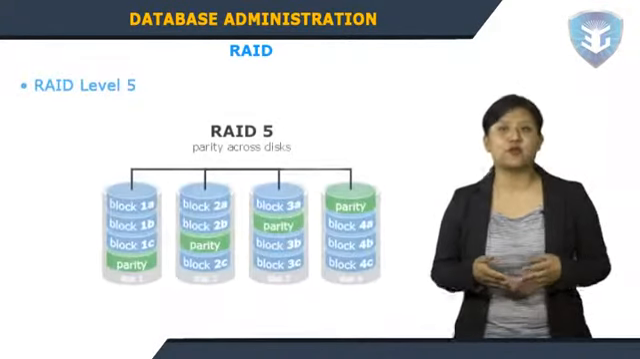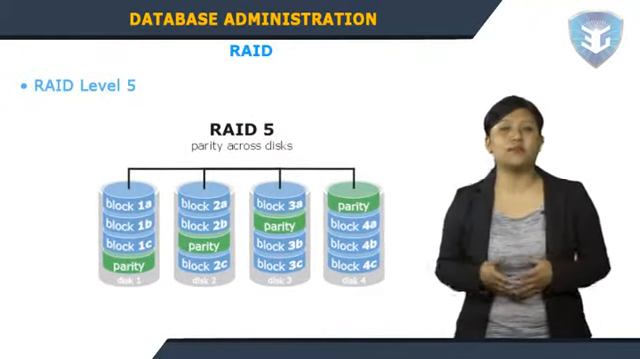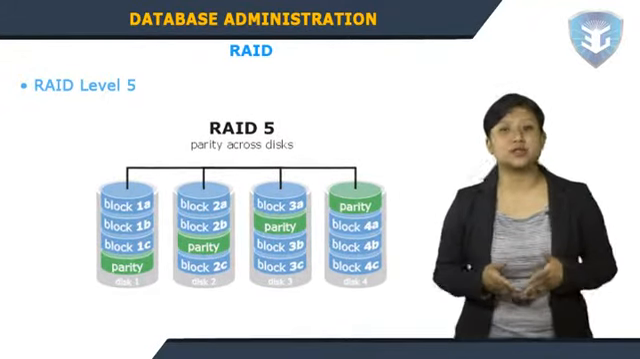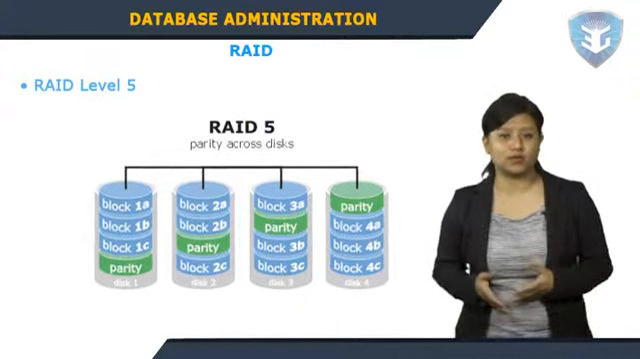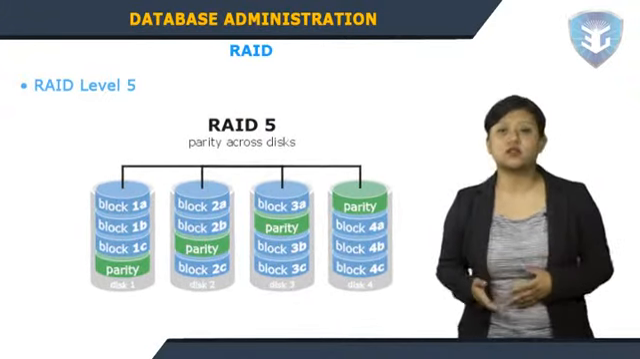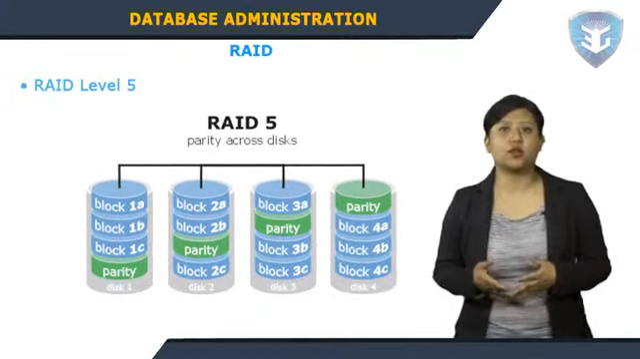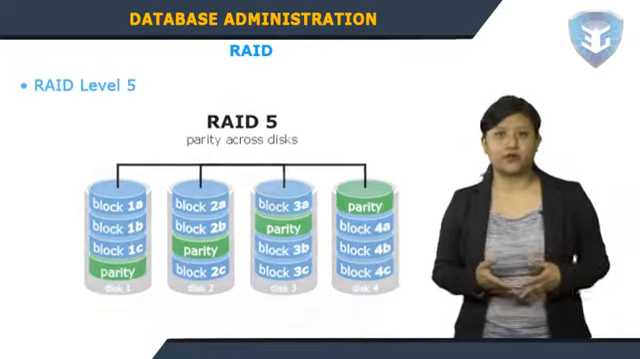RAID Level 5: block-interleaved distributed parity partitions data and parity among all n plus 1 disks, rather than storing data in n disks and parity in one disk. For example, with 5 disks, the parity block for the nth set of blocks is stored on disk (n mod 5) plus 1, with the data blocks stored on the other 4 disks. Higher I/O rates than Level 4.